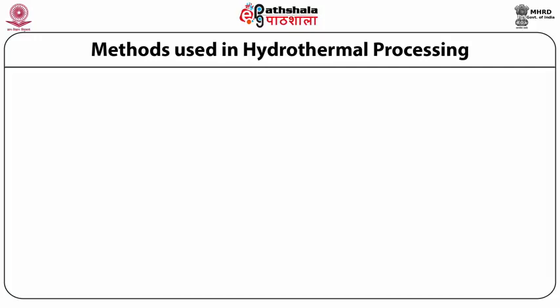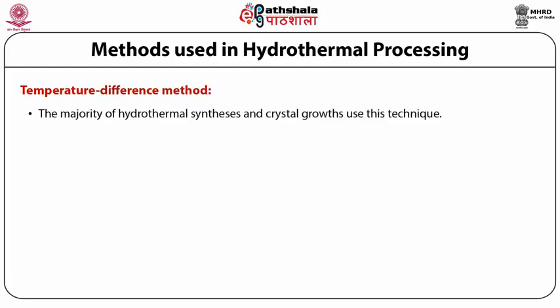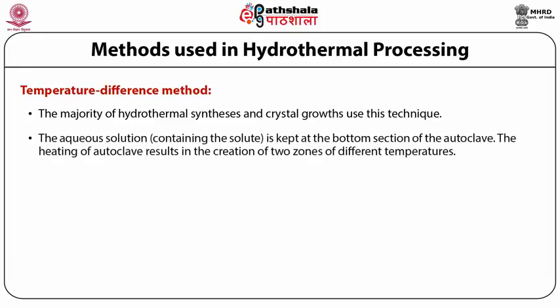Let us discuss the various methods which are used in hydrothermal processing. The first one is the temperature difference method. The majority of hydrothermal synthesis and crystal growth use this technique. The temperature inside the crystal growth region is reduced to achieve supersaturation. The aqueous solution, which contains the solute, is kept at the bottom section of the autoclave. The heating of the autoclave results in the creation of two zones of different temperatures. The solute particles dissolve in the hotter zone.